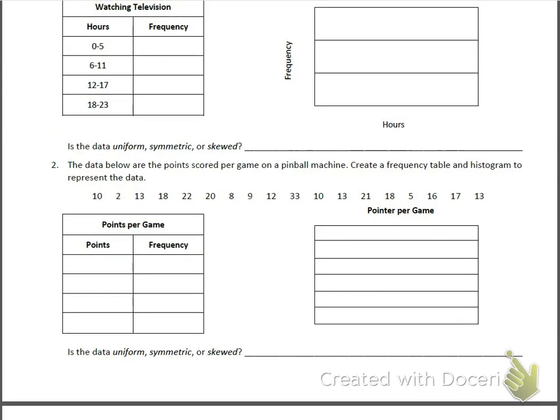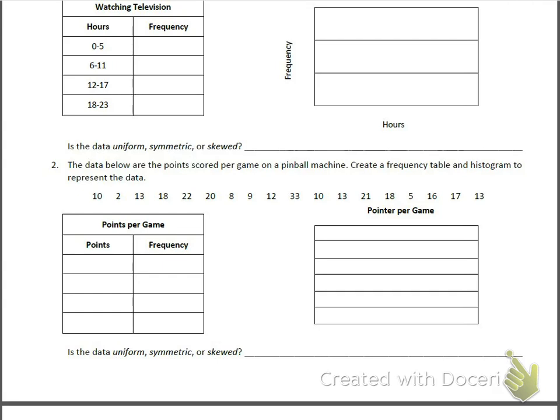The data below are the points scored per game on a pinball machine. I want you to create a frequency table and histogram to represent the data. So here are the points, but I do not give you the intervals. So you guys need to figure out the intervals yourself. I do want you to split it into 4 intervals, so I did help you out in that respect.